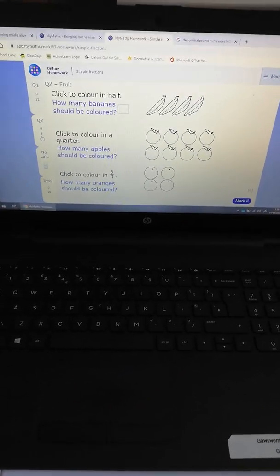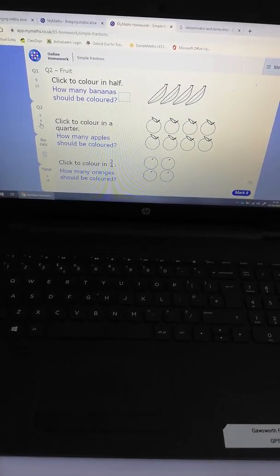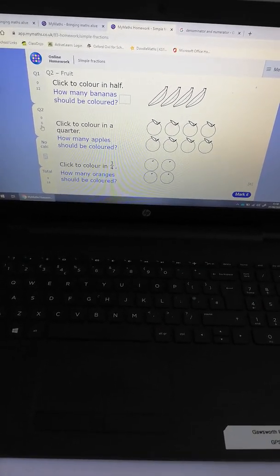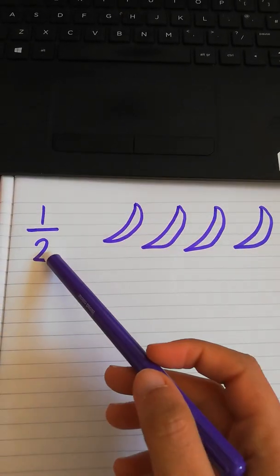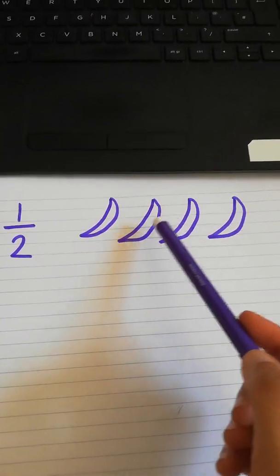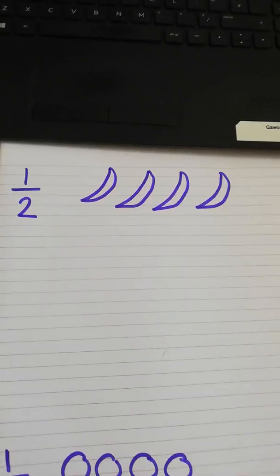Now, the second question is a little bit trickier. Because what they've done here, it says click to colour in half. How many bananas should be coloured in? They want you to colour in half of the bananas. Now we know that a half is written like this. And there are 4 bananas. Not the best bananas here, but 4 bananas.